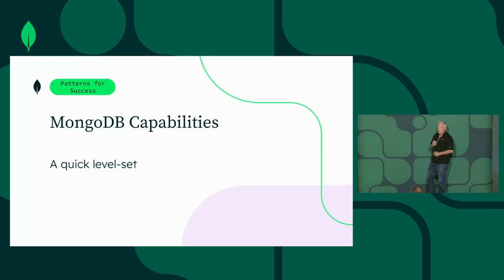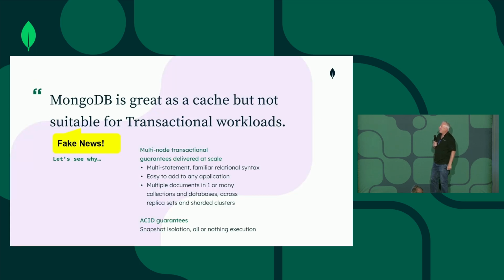So let's look at where MongoDB fits into this, because I wouldn't be up here if I didn't think it was a good one for that offload system. This is one of those things that I hear a lot that particularly upsets me, and that is, it's great as a cache, but not suitable for transactional workloads. And I want to dispel that myth.